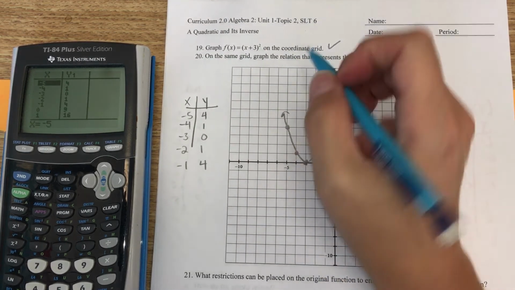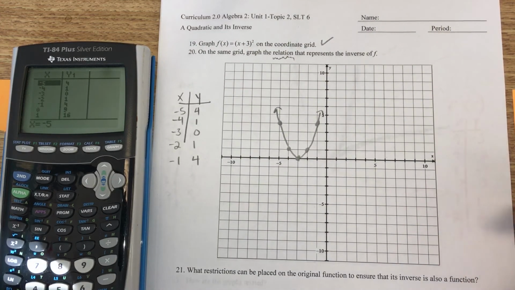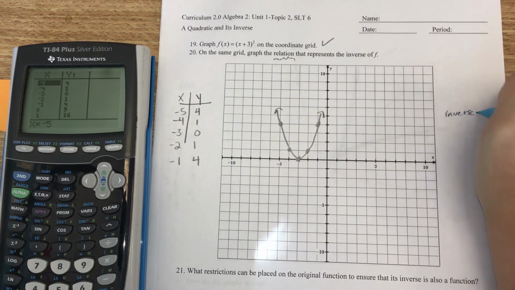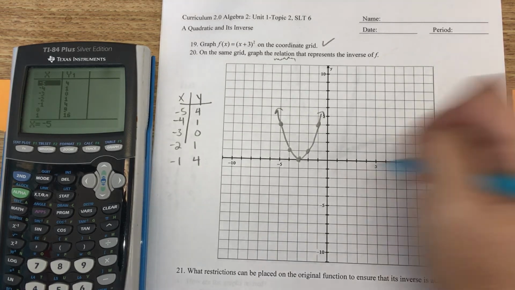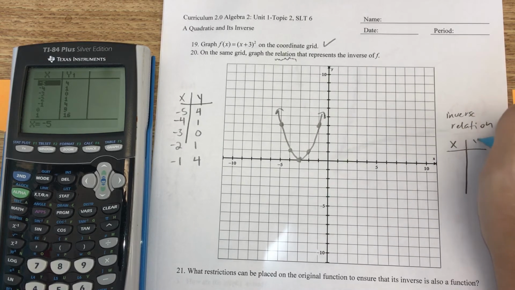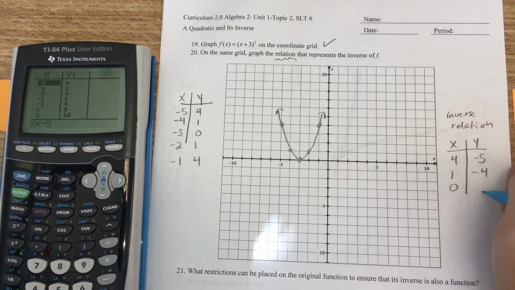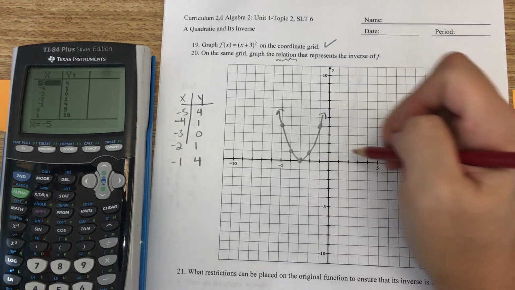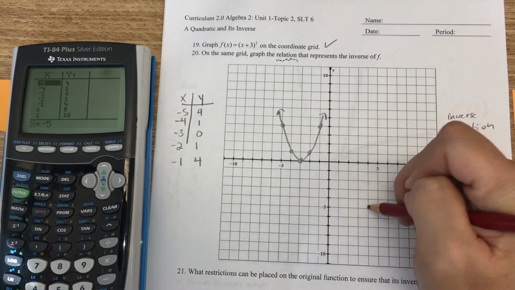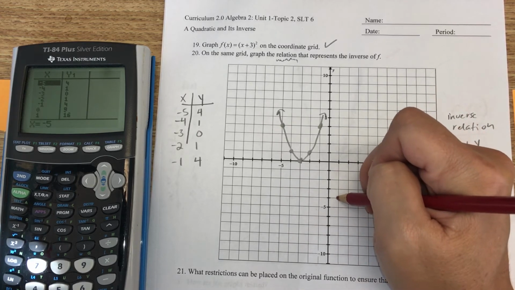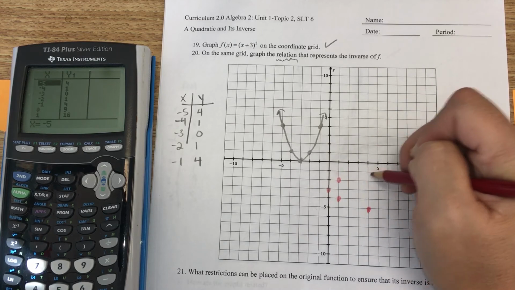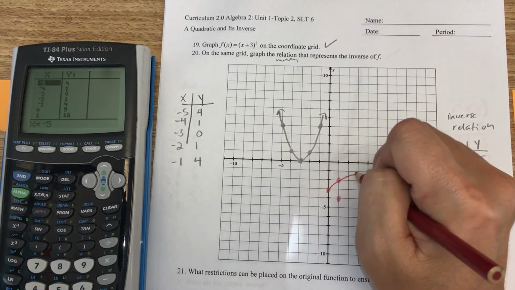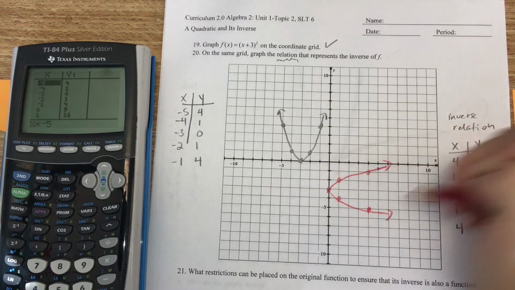Check. Okay, graph the relation. So again, even though we know at this point we're going to have some vertical line test problems, we're going to do the inverse relation. So the inverse relation, I'm just going to swap my x and y values. So now I'm going to have 4, -5, 1, -4, 0, -3, 1, -2, and 4, -1. And I'll graph them in red because that seems to be the color we're graphing inverses. 4, -5, and again, just like we anticipated, we've got a vertical line test problem. This is not a function.